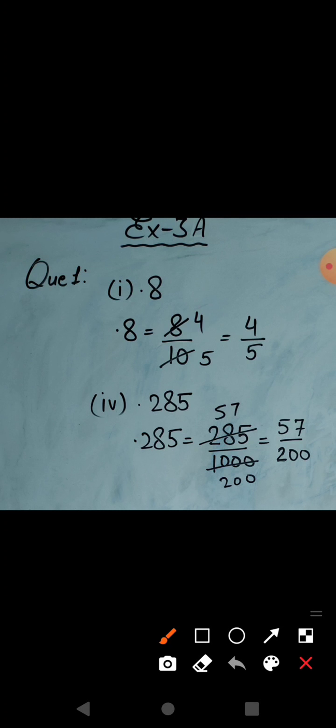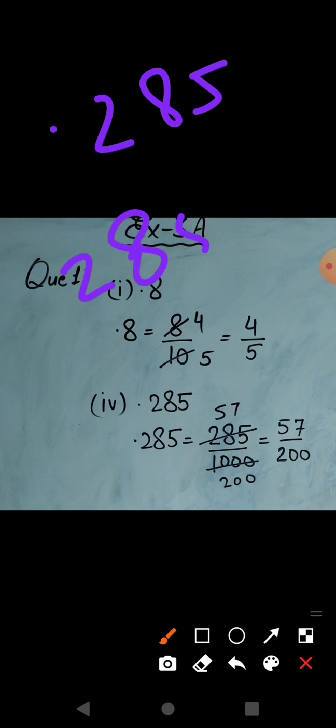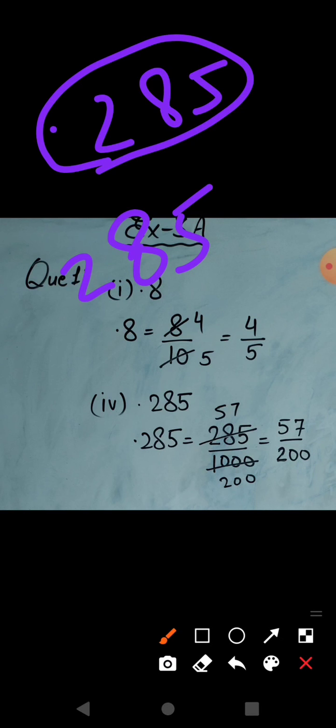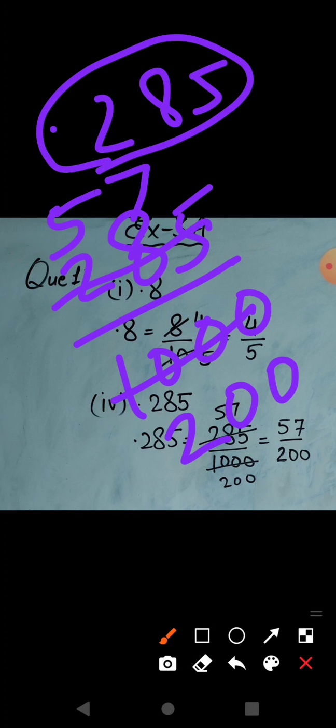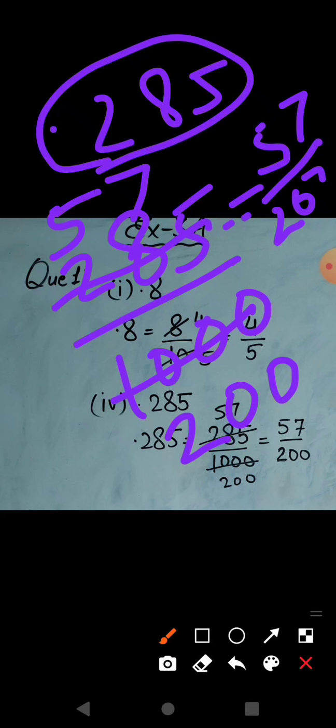Okay, see the second one, 0.285. First we will write this without decimal point, and it had 3 decimal places. So we will write 3 zeros in the denominator. Okay, so now we will divide it by 5. 5 2 times 10 and 0 will come as it is. Now 5 5 times will be 25 and 3 remainder. So 3 5 will be 35. So 5 7 times 35. So 57 by 200. This is our required answer.